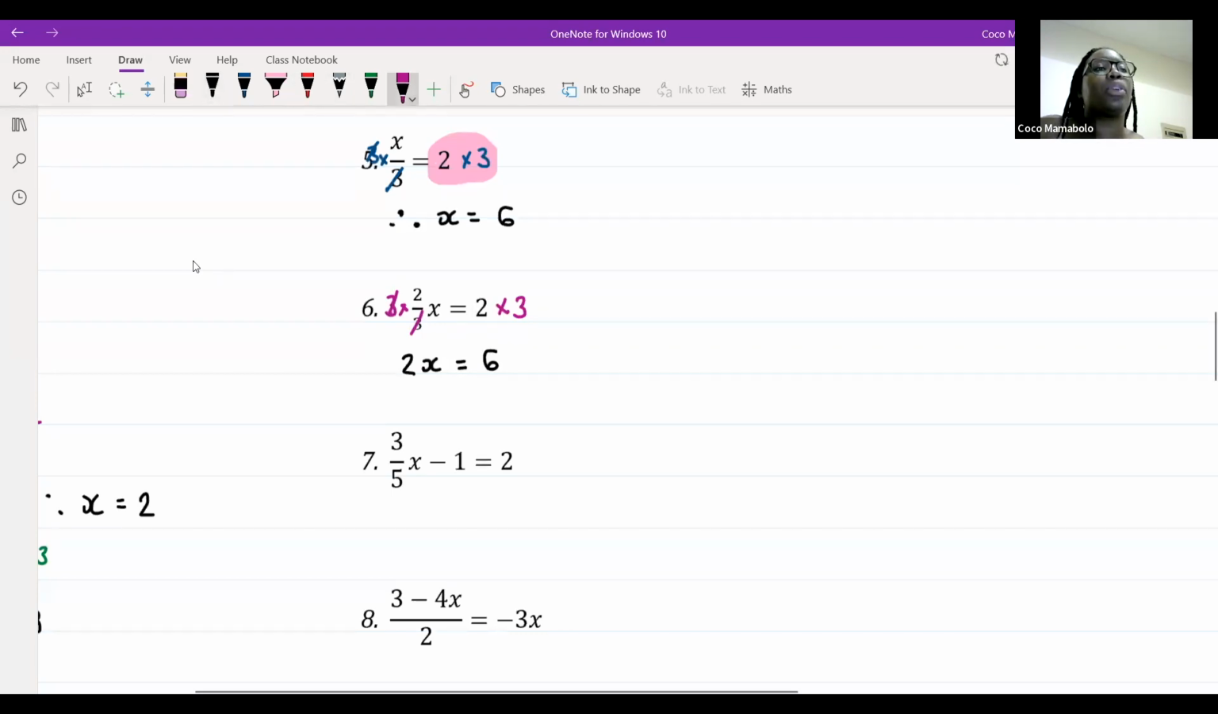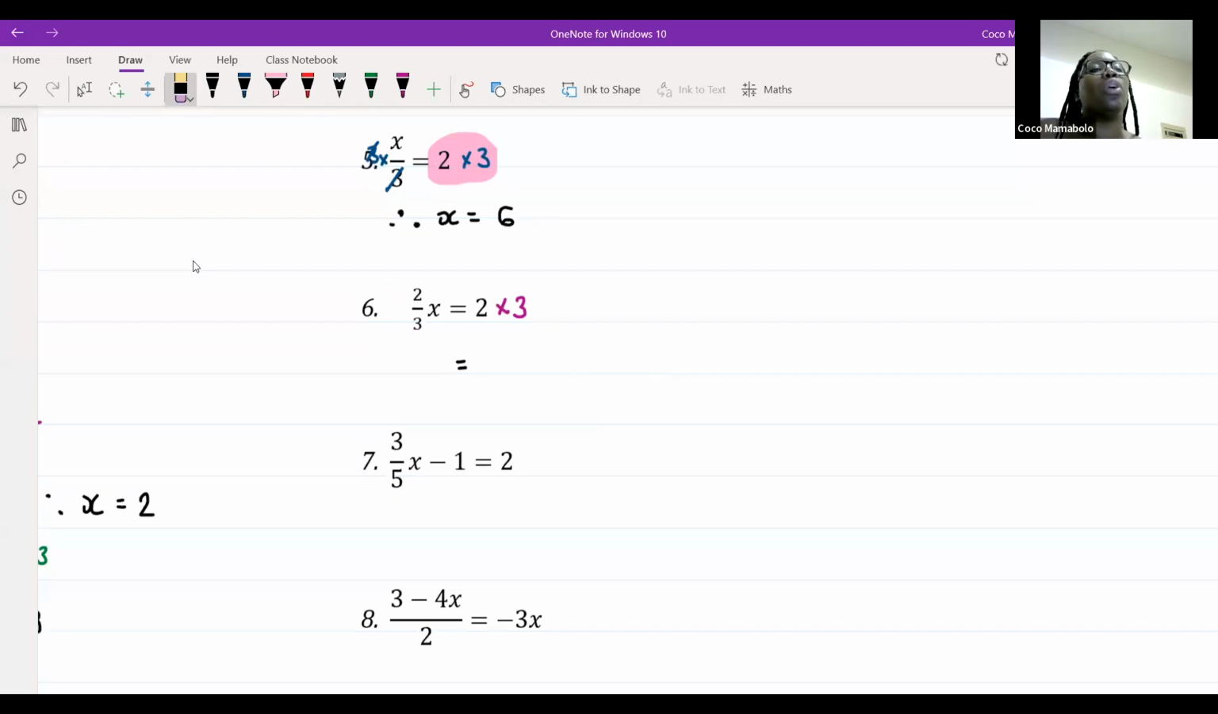Because I have a 2 over here next to x, it's 2x is multiplied, I can divide by 2. And then I'll have to divide by 2 on this side as well. Those 2 will cancel. Therefore, my x will be equal to 3. 6 divided by 2 will give me 3. But I'm saying, instead of us doing it in 2 steps, let's do it in 1 step. Let's see if we can do it in 1 step.